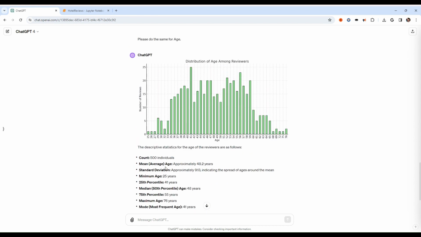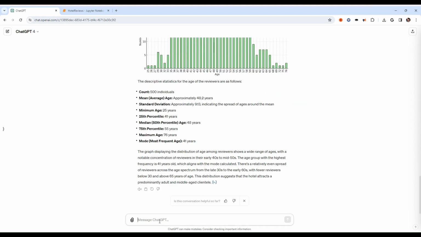Here, we learn that of these 500 individuals, their mean age is about 48. Our youngest reviewer is 25, and our oldest is 76. Wow. Now, let's do the same for generation.